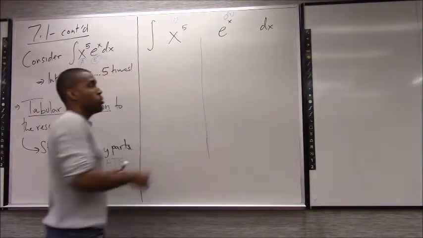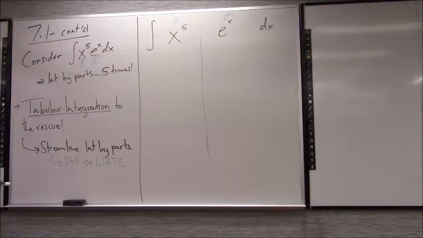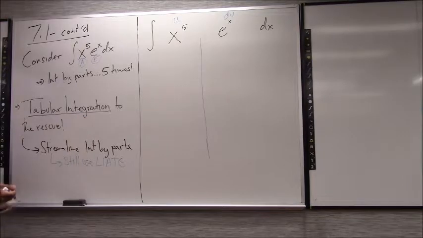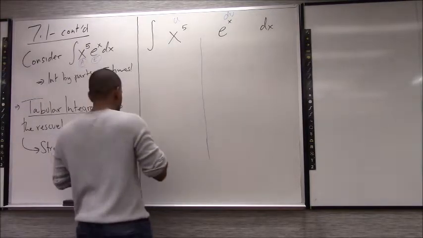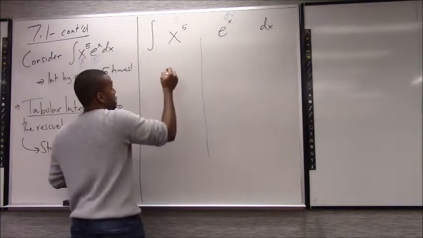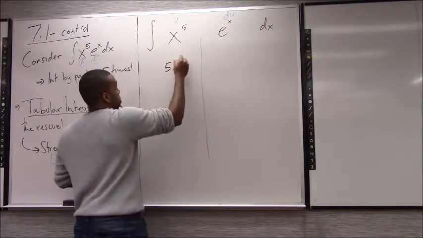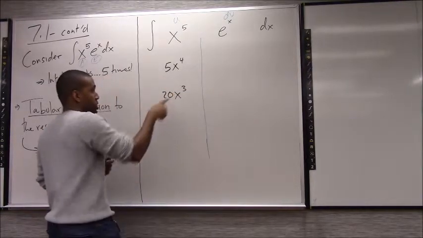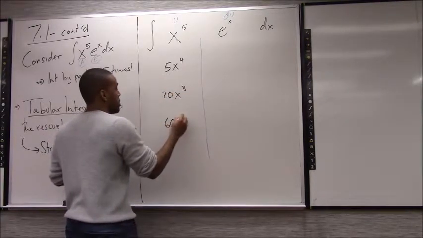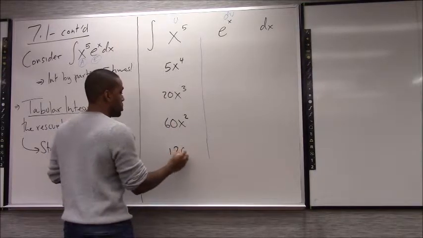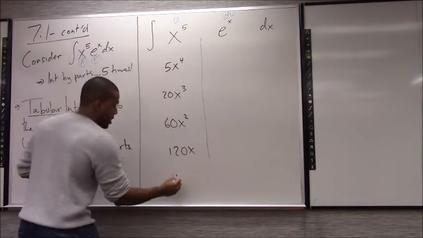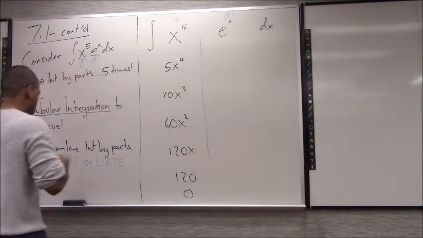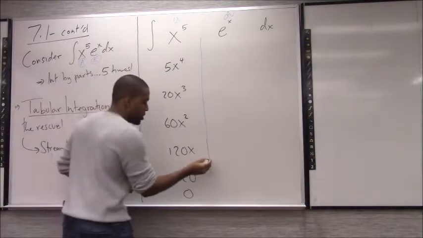So you're going to do what you would do with the u's. You differentiate them, and you keep differentiating. So in the u column, repeatedly differentiate. Let's do that. You differentiate that guy, you get 5x to the 4th. Then 20x cubed. Then 60x squared. Then 120x. Then 120. And then you differentiate that, you get 0. And you stop when you get 0.